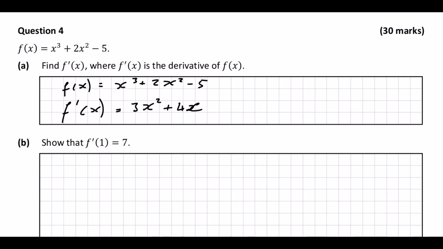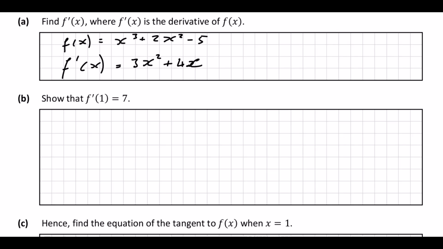Now it says show that f prime 1 is equal to 7. So in other words, we've got to put 1 in here and 1 in here. So let's do that. We've got f prime 1 is equal to 3 times 1 squared plus 4 times 1. So that's equal to, well, 1 squared here is just 1. Do the power first. 1 squared is 1. Then multiply by 3, you get 3. 4 times 1 is 4. 4 plus 3, 7. So that's it.